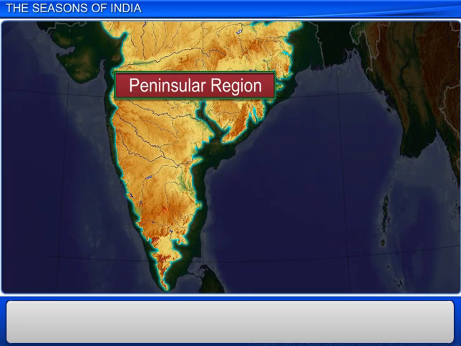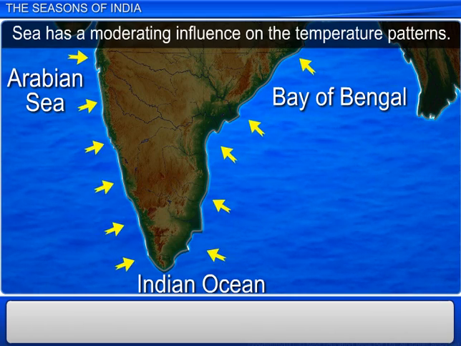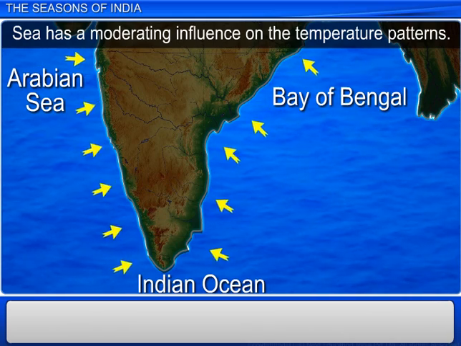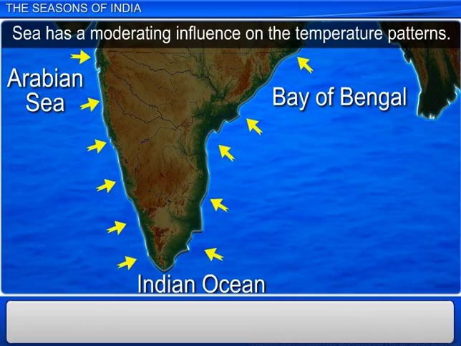In the peninsular region of India, which is down south, the cold season is not as distinct as in the north. Due to the moderating influence of the sea, no drastic seasonal variations can be seen in the temperature pattern.